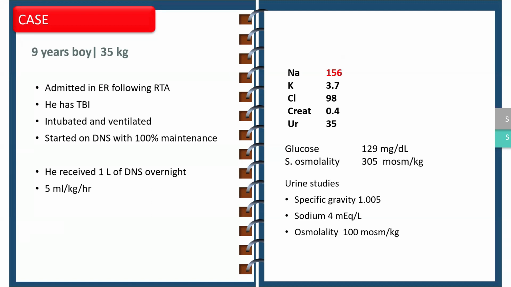On further studies, we see that the urine specific gravity is low, urine sodium is 4 milliequivalents per liter, and urine osmolality is 100 milliosmoles, which is low. These findings are typical for diabetes insipidus.